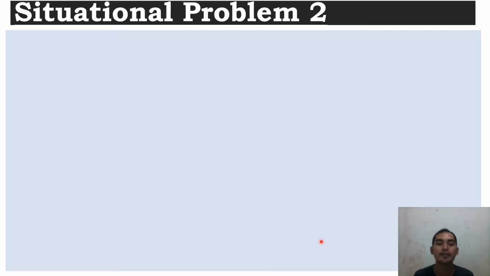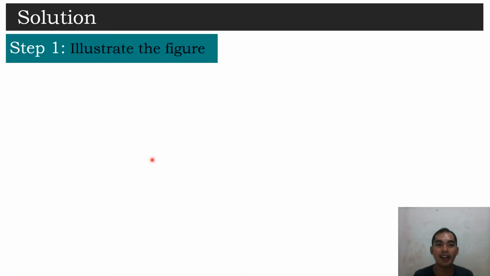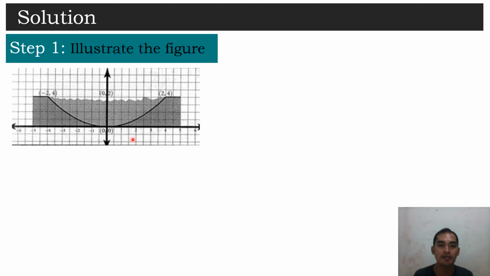Another problem. A parabolic shaped irrigation canal is 8 meters wide and 2 meters deep at the center. What is the equation for the parabolic shaped canal? Okay. First is, we have here the illustration. Okay, this is the parabolic canal. The depth is 2 meters and the length of the parabolic canal is 8 meters.